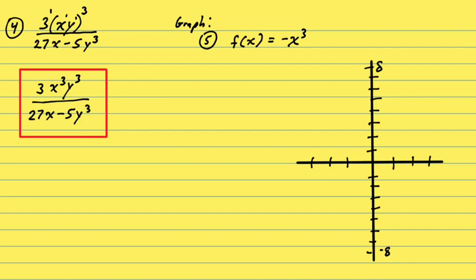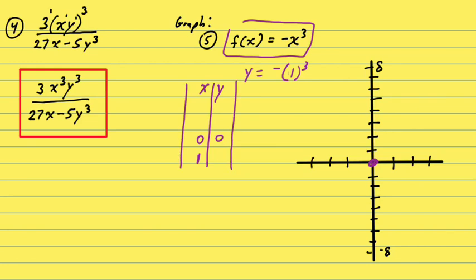Now, number 5, we want to graph. If you're going to graph, I strongly suggest you make something called an XY table. Always put in 0. If you put in 0, you have negative 0 cubed, which I believe is 0, so this will go through 0, 0. If you put in a 1, what would you get if you put a 1 in and cubed it? What would y equal? Y would equal 1, but then you'd have to multiply by the negative, so I believe you'd get a negative 1. So you'd have 1, negative 1.